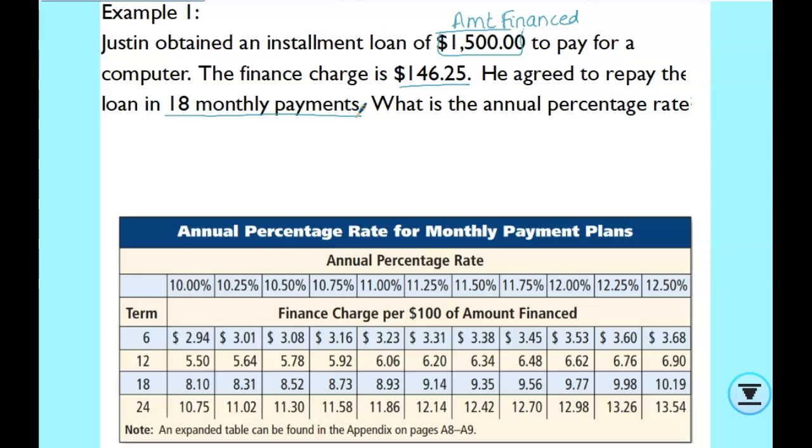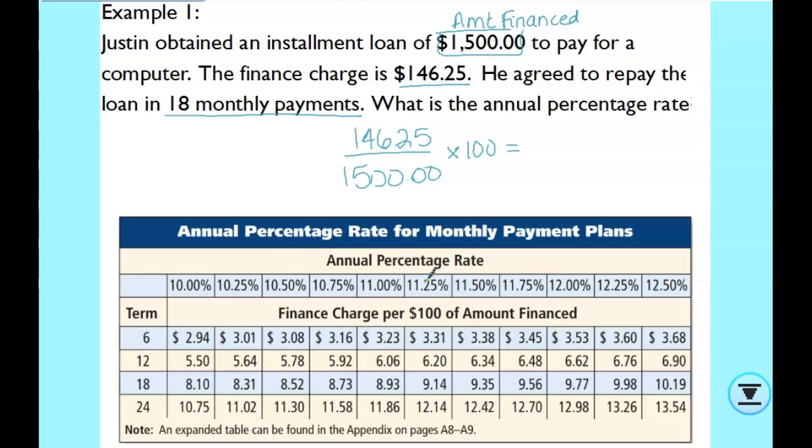The first thing we have to do is figure out what the finance charge is per $100 of amount financed. So we're going to take the finance charge, which is that $146.25, and we're going to divide it by the amount that we borrowed. So that's $1,500. And then once we figure that out, we're going to multiply that times 100, and that's going to give us what our finance charge per 100 is. And then we're going to use this chart to figure out what our APR is.